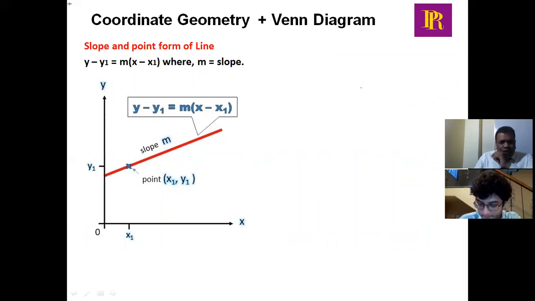It means if one point is given, say x1, y1, and the slope of the line m is known. So what is this one? Please make a note of this formula: y minus y1 is equal to m in bracket x minus x1.